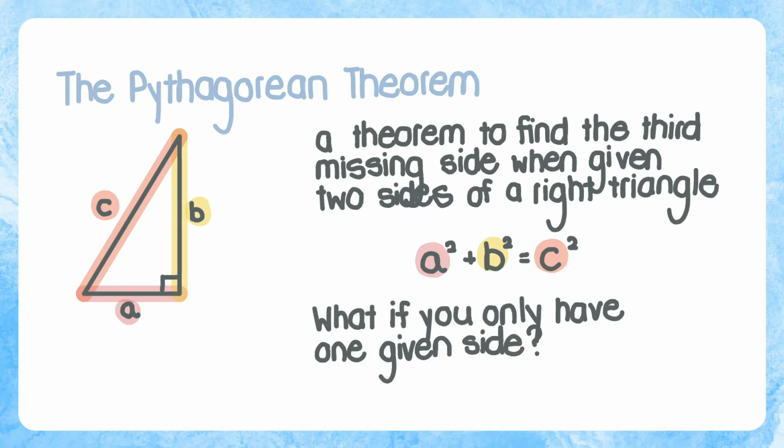But what if you have only one given side? What can you do in that case? How do you find the missing side lengths? Well, if you have special right triangles, then you only need one side to find the other missing sides. Today, we'll be looking at the 45-45-90 type of special right triangle.